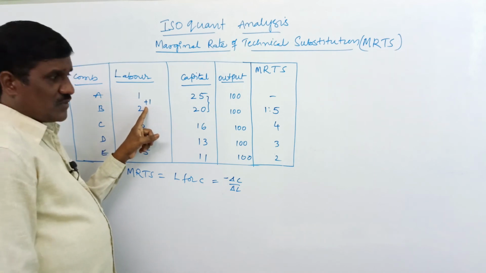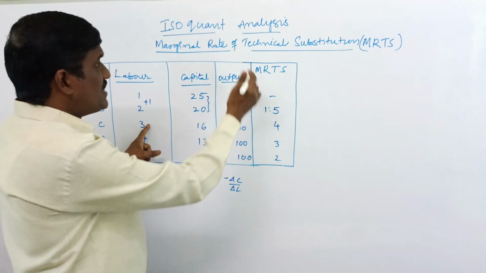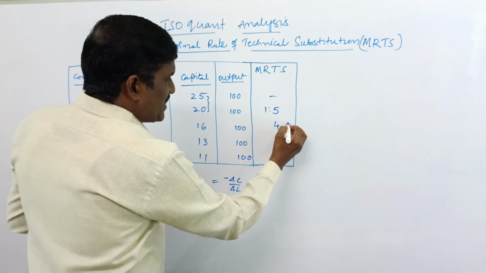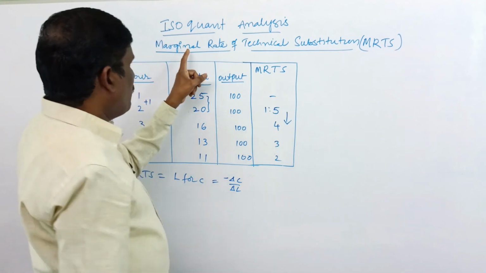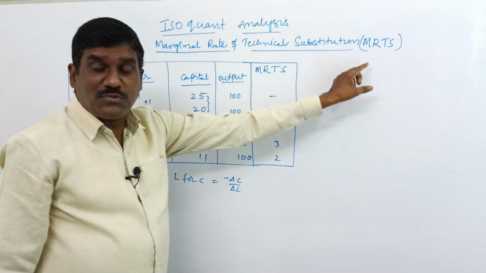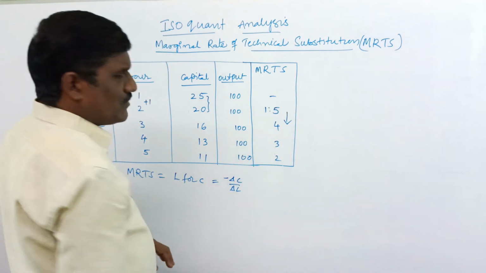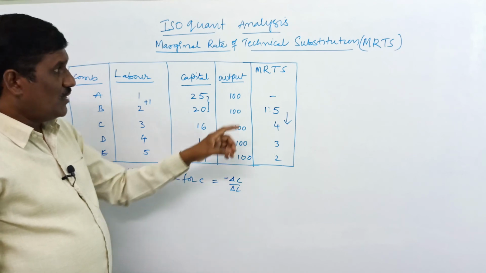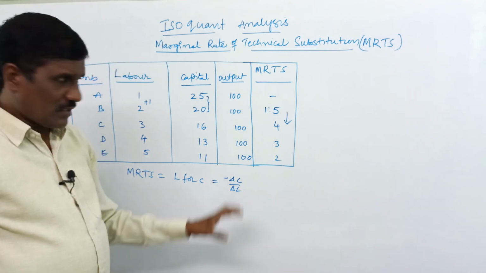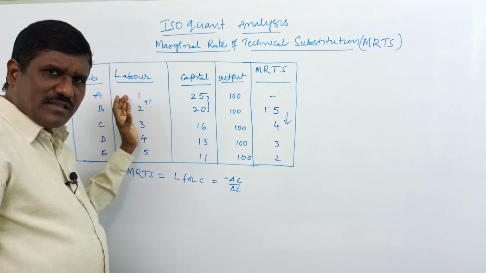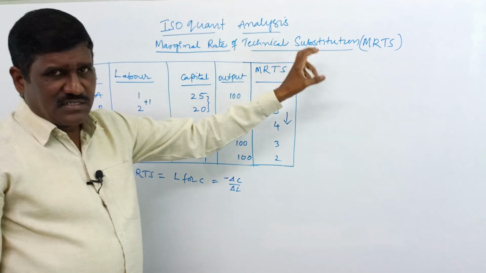For an additional 1, he lost 5 of capital. For the next additional 1, he lost 4. The 4 is the marginal for 5. So the marginal rate goes on diminishing. Marginal rate of technical substitution: 5, 4, 3, 2. Okay? So this is the marginal rate of technical substitution. Capital is a substitute for labor.